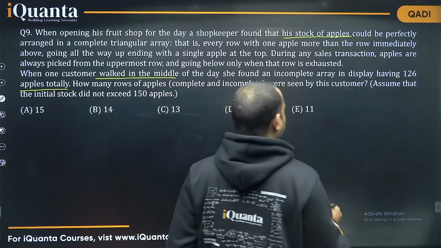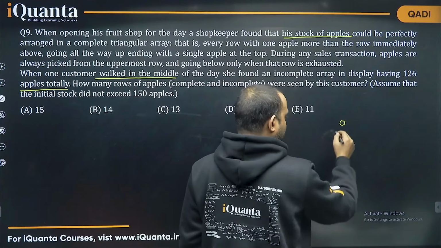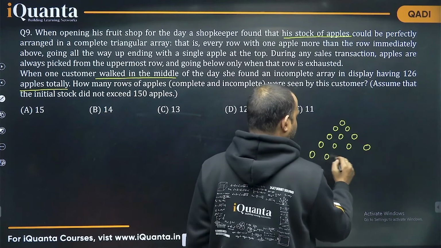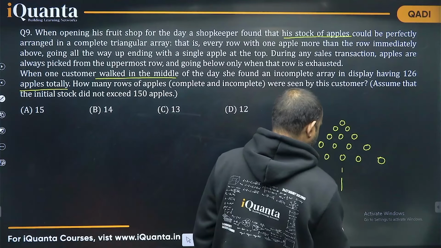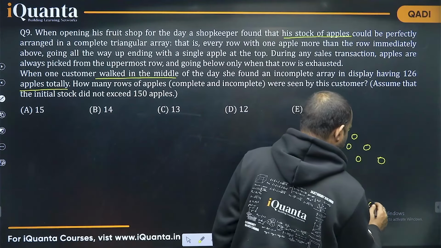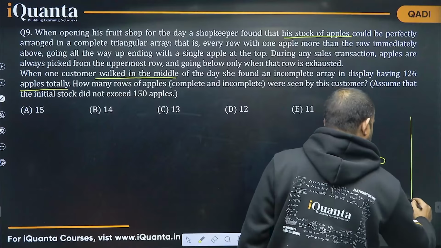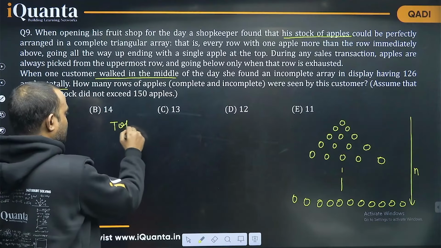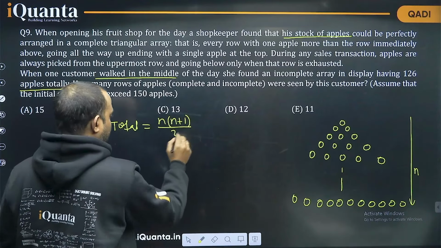So the situation says that on top there is one apple, below this there are 2 apples, then below this there are 3 apples, below this row there are 4 apples, 5 apples, and so on. There are n rows. If there are n rows, then in the nth row there will be n apples. So if this is n rows, what will be the total number of apples? Total number of apples will be n into n plus 1 by 2, right?